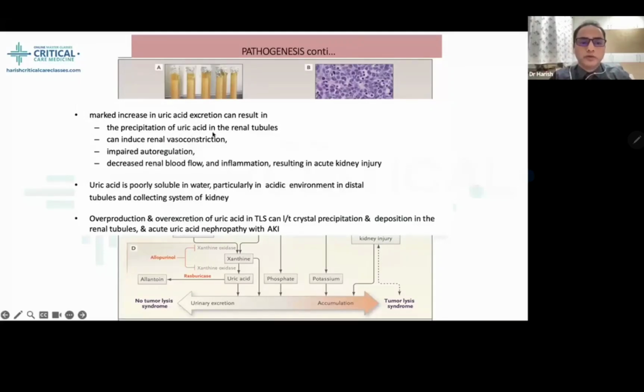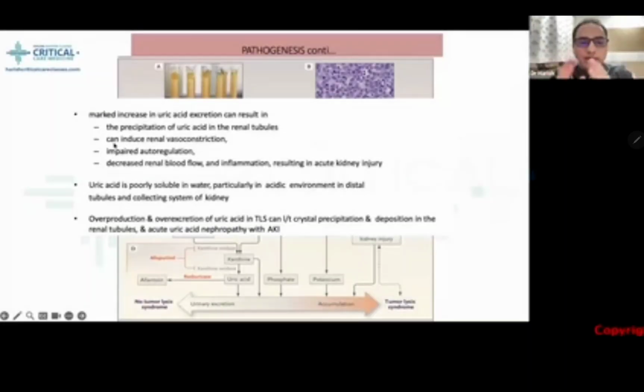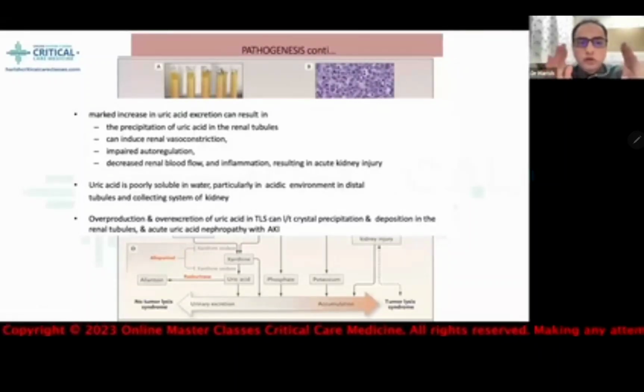The precipitation of uric acid in the renal tubule can cause worsening of renal failure. It can induce renal vasoconstriction also. It causes impaired autoregulation, so it decreases the renal blood flow, with inflammation, overall resulting in acute kidney injury. Uric acid is poorly soluble in water, particularly in the acidic environment in the distal tubules and the collecting system of the kidney.